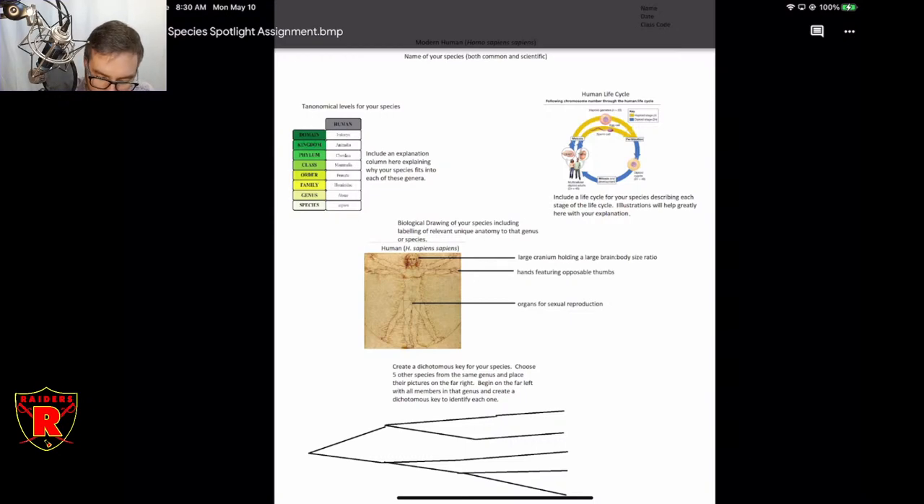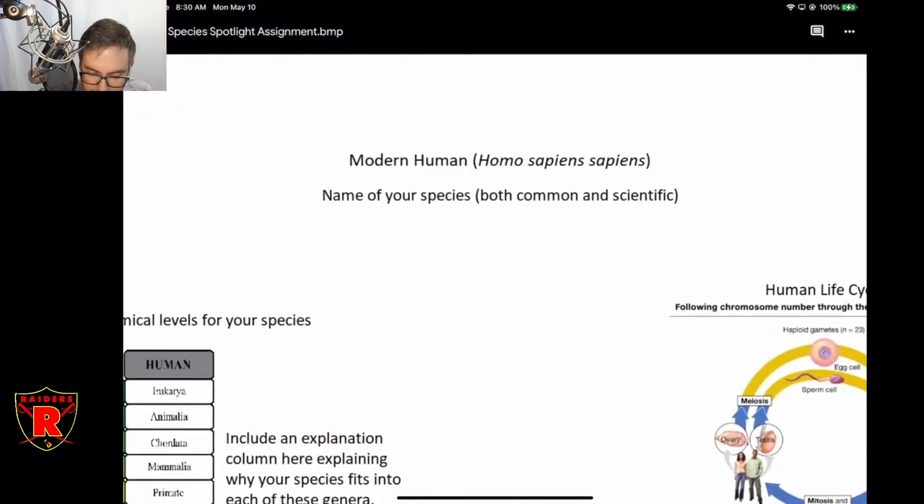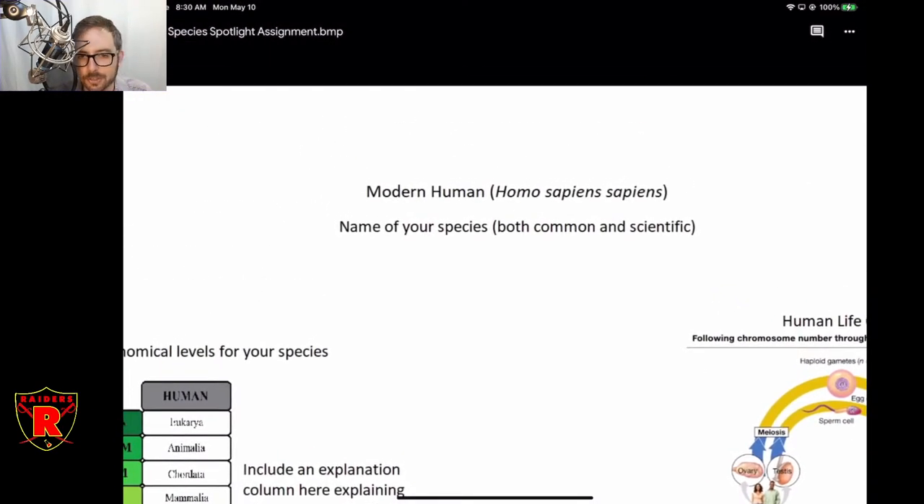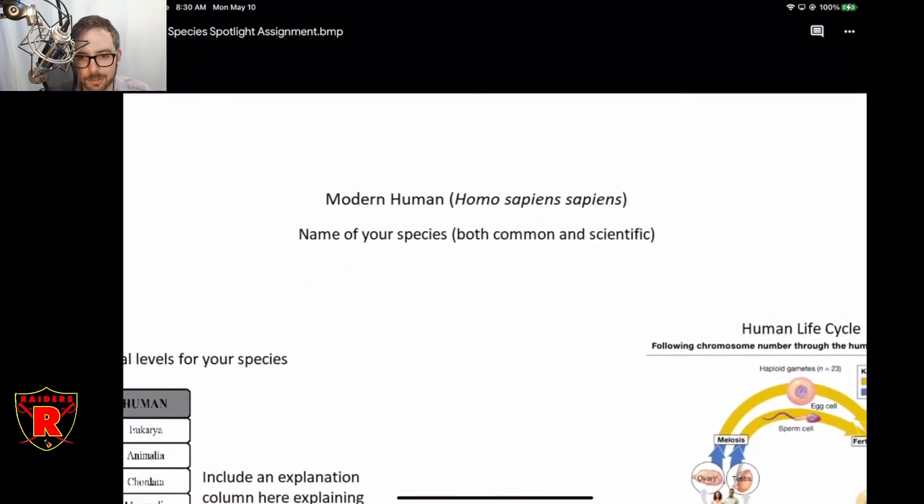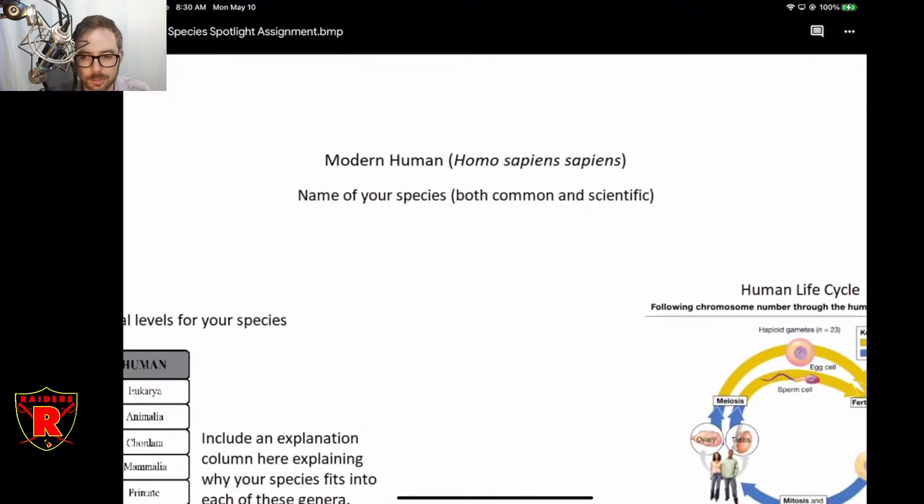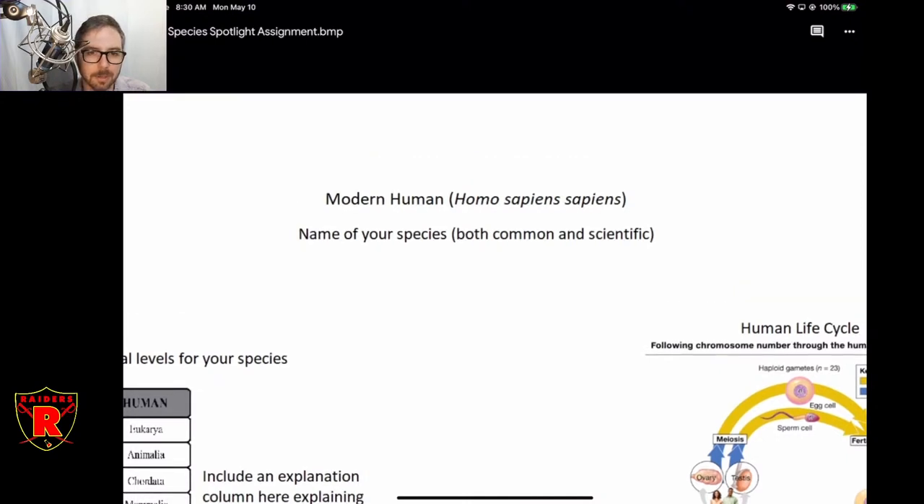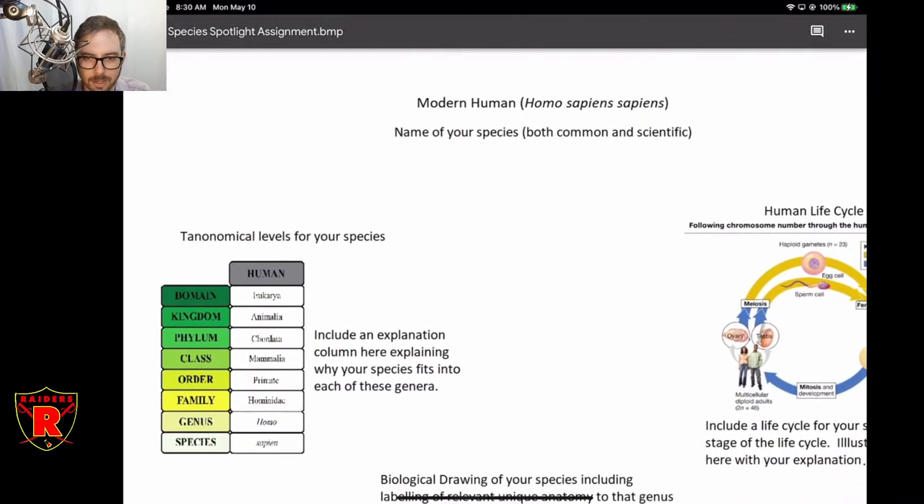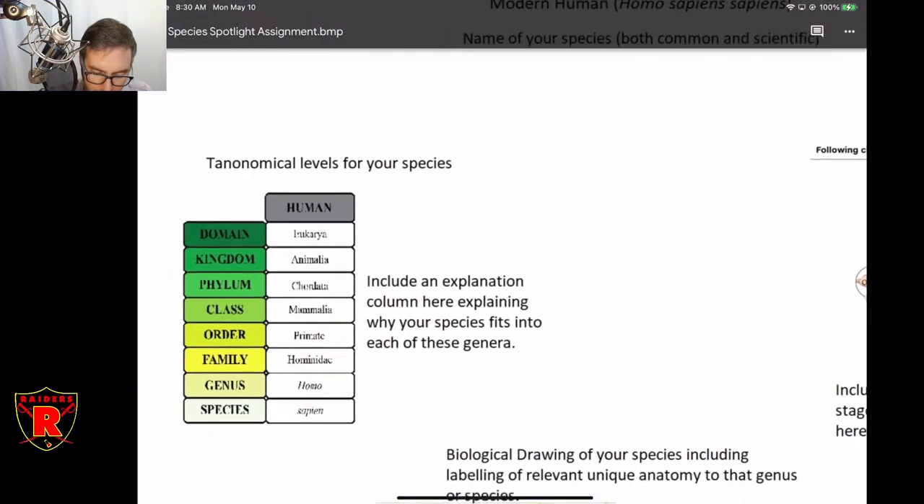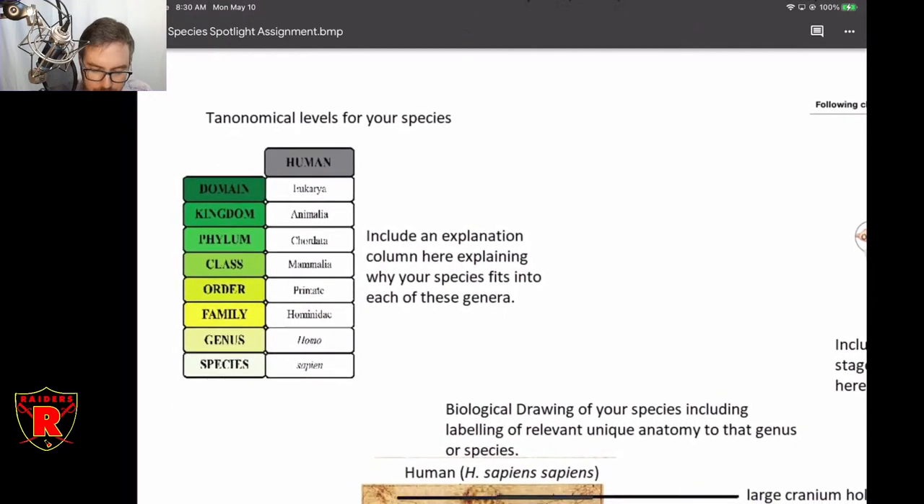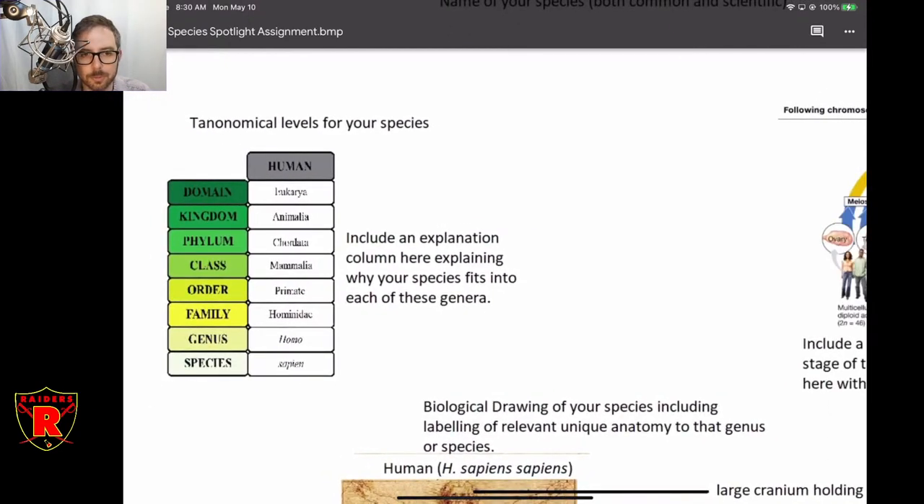So you're going to have a title slide that has the name of your species. I did this as humans. You can't pick a vertebrate. Okay, so remember in the back of your head, when you're choosing a species, it cannot have a backbone. But you've got the name of your presentation and then the name of your species, common and scientific. Okay, both formats of the name. You're going to have a slide that explains all the taxonomical levels for your species. So what's its domain, kingdom, phylum, class, order, family, genus, species.